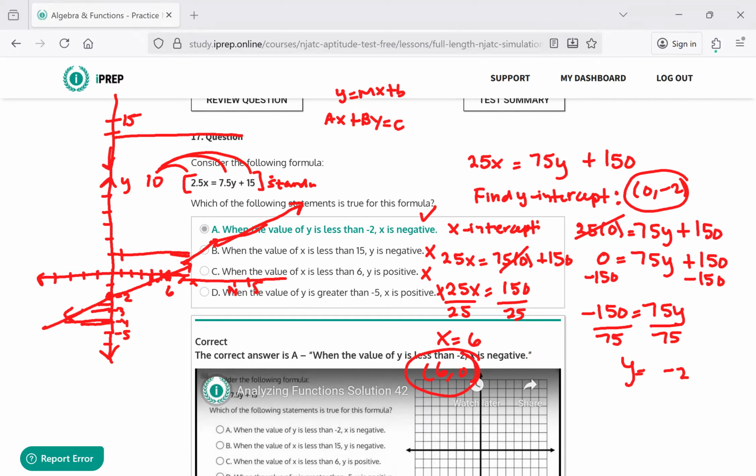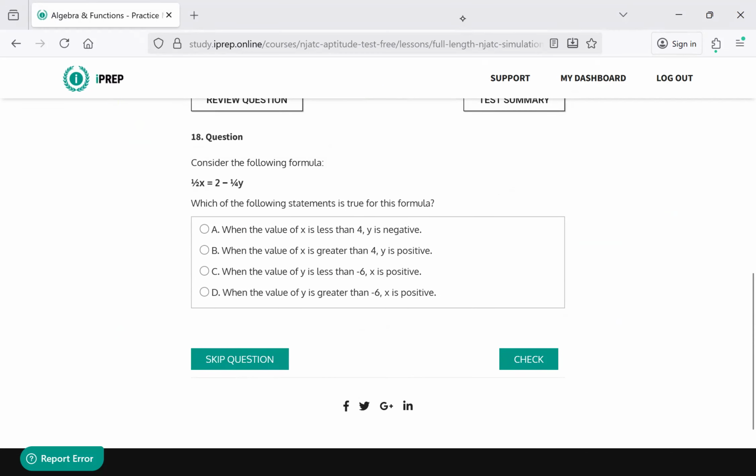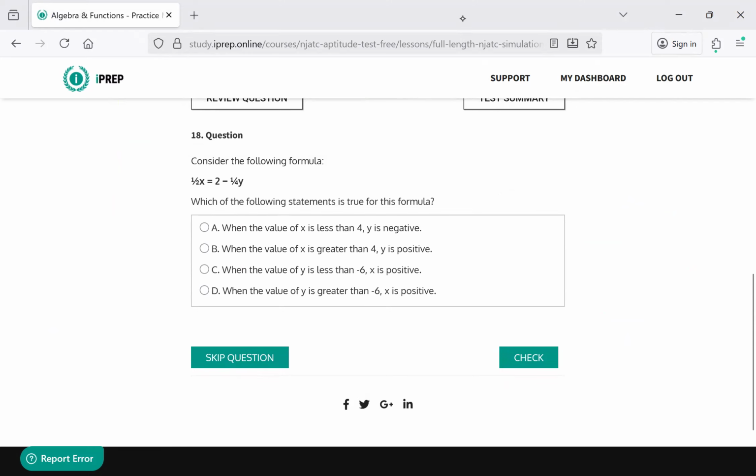Okay, let's move on. 18 says we have 1/2 x equals 2 minus 1/4 y. Which of the following statements is true for this? This is a linear line problem, and I think we've got to graph this. The good news is it's in terms of x and y. The bad news is it's like a fraction.